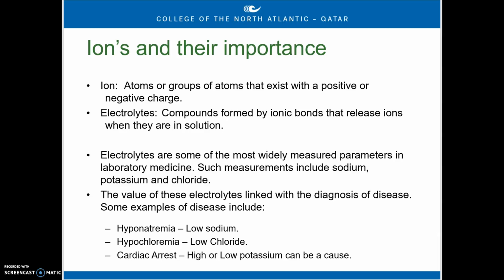So just a couple of conditions here. Hyponatremia would be if a person has low sodium in their urine or in their blood. Hypochloremia, which would be low chloride. If a person is consistently measuring low potassium, then we would think about a condition or disease that could affect the heart, even cardiac arrest. So just by knowing and understanding the body's electrolyte compositions, we can get a good idea about the health of the patient.